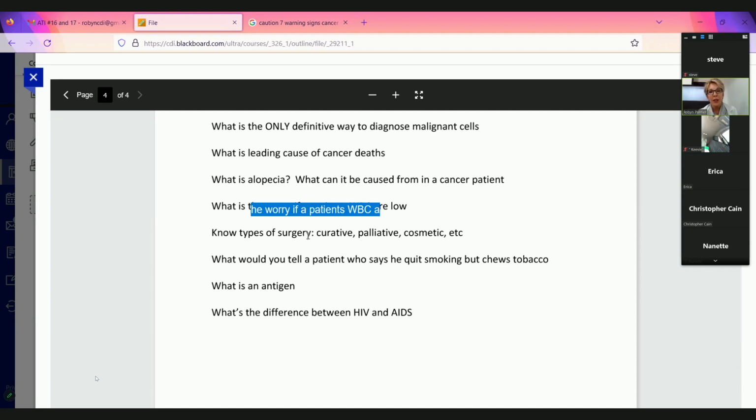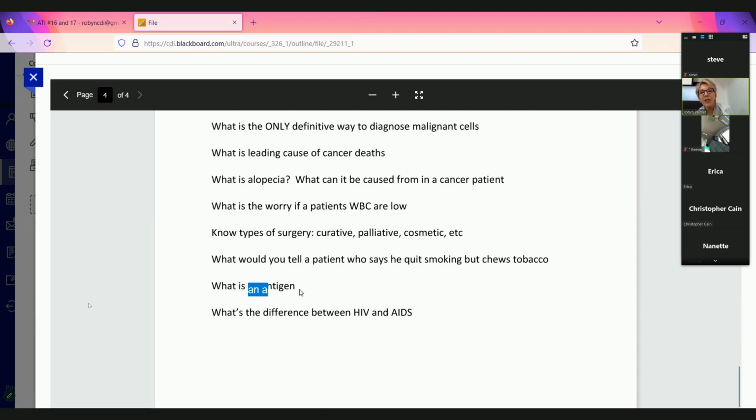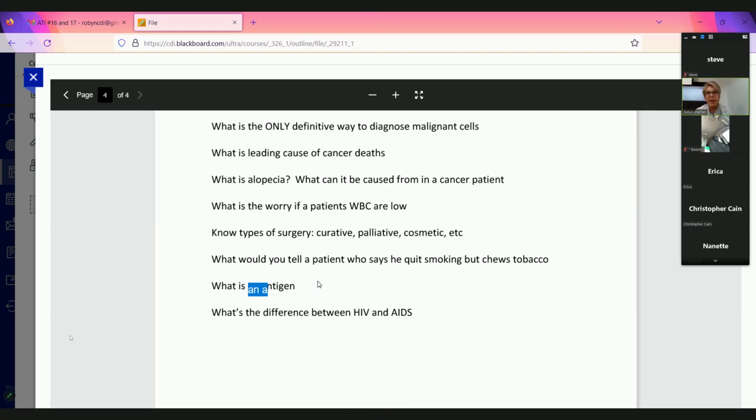Yeah, infection. Know the types of surgery: curative, palliative, emergency, urgent. Right? Just know those. What do you tell a patient who says he quit smoking? Oh, what if the patient says, I'm trying to get healthy, I quit smoking, but I now chew tobacco? Is that better? No, you got a greater chance of getting a mouth cancer. Oral cancers, throat cancers, right, exactly.